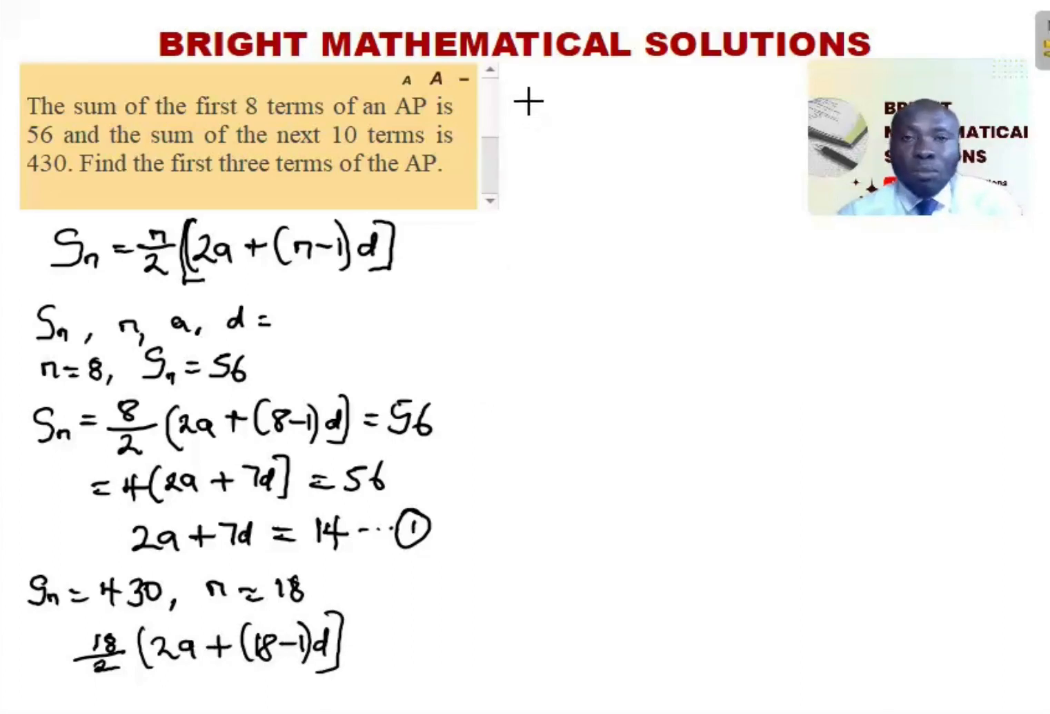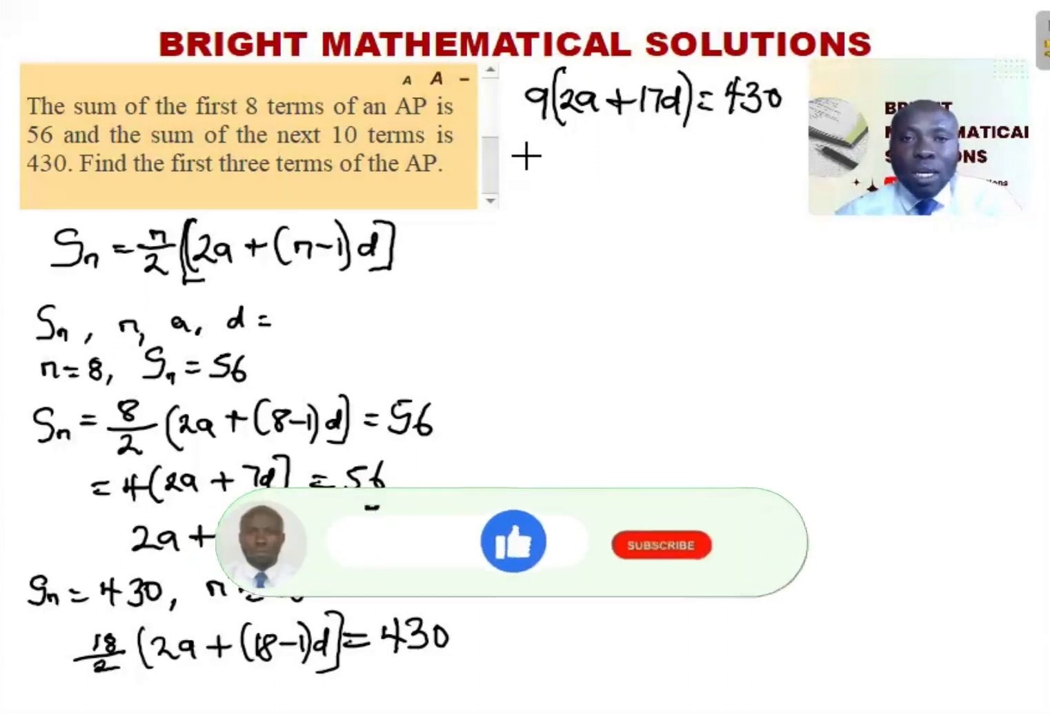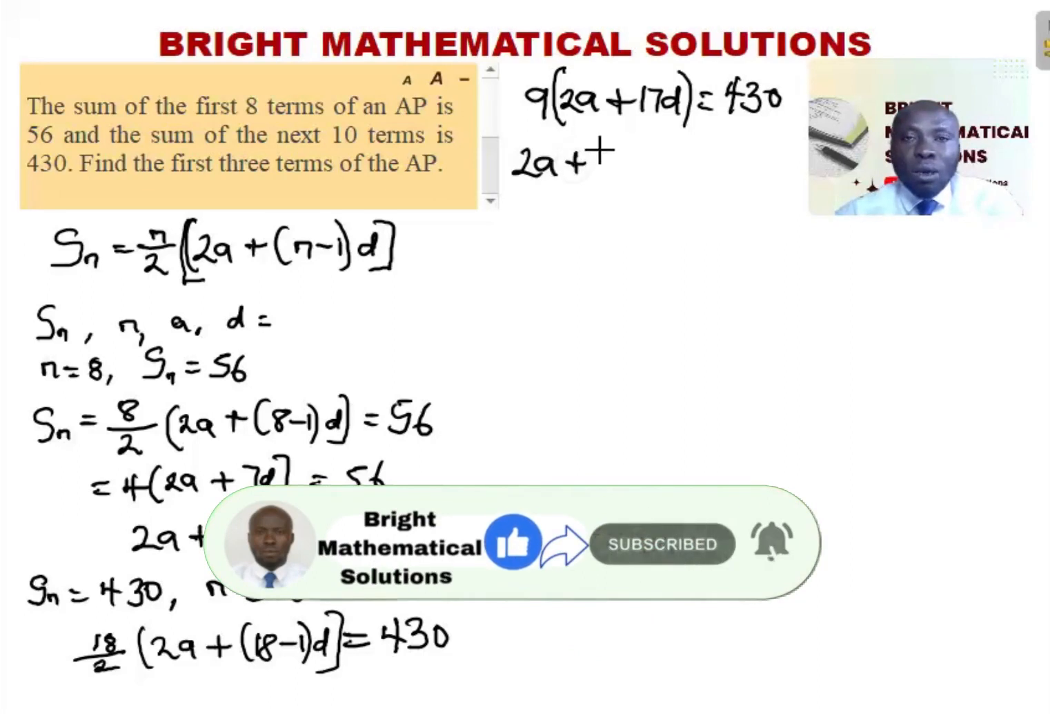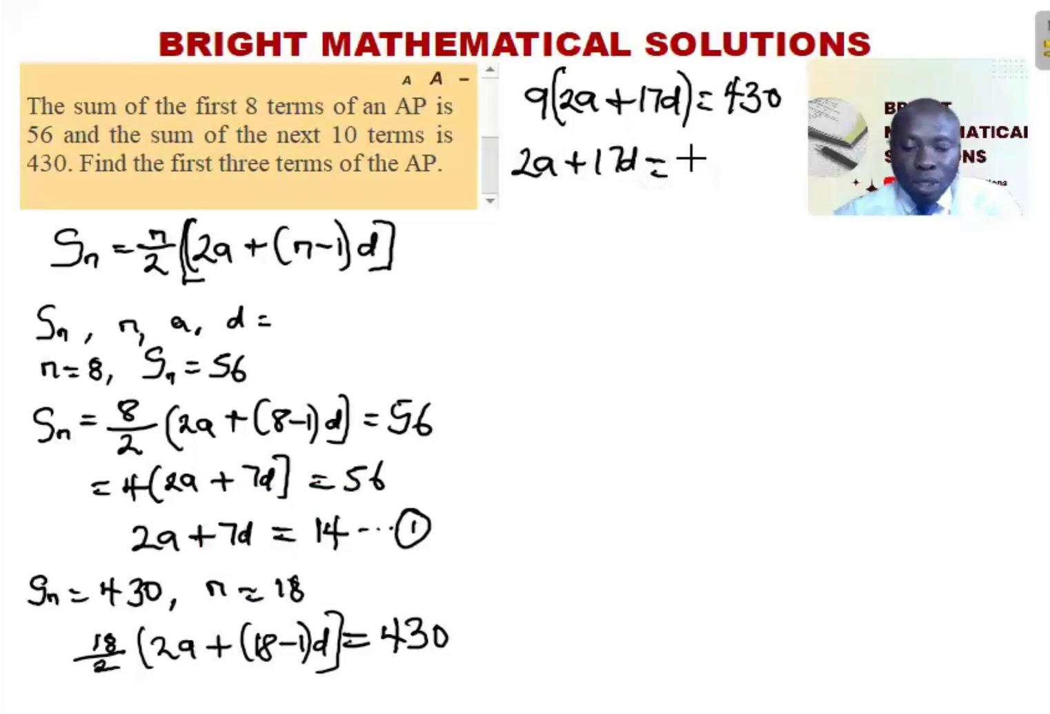So this becomes 9 into (2a plus 17d) equals 430. Let us divide 430 by 9 to get the value of the expression. So that gives me 2a plus 17d equals 54. Let us call this equation 2.